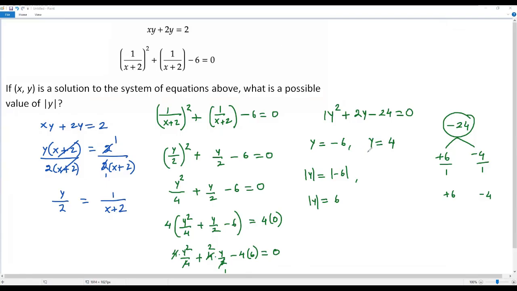Now let me do the same thing for this equation. That is |y| = |4|, and the absolute value of 4 is positive 4. We have to find a possible value of |y|. So therefore, a possible value of |y| is either 6 or 4.